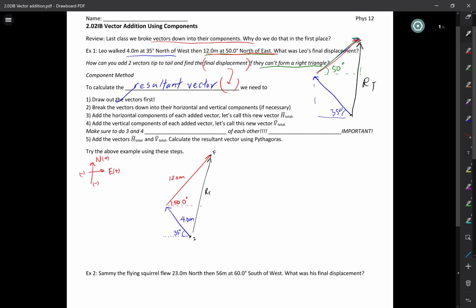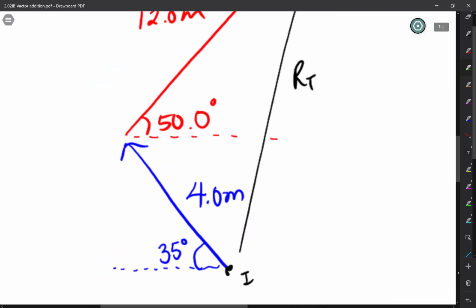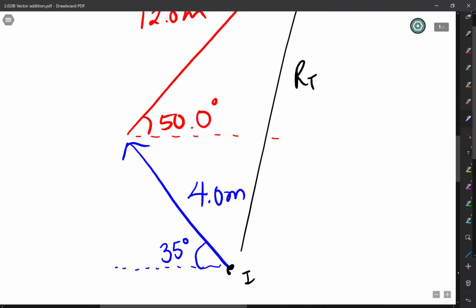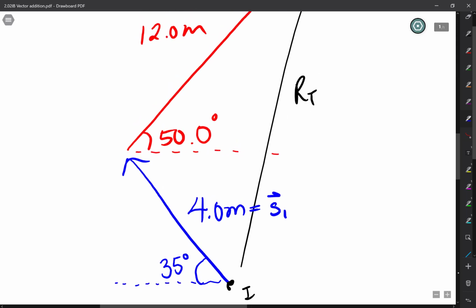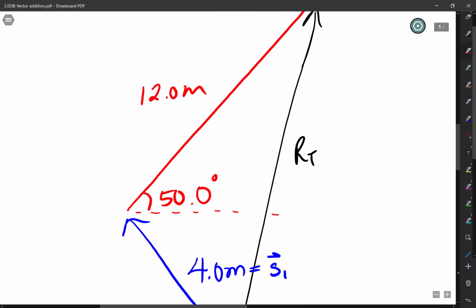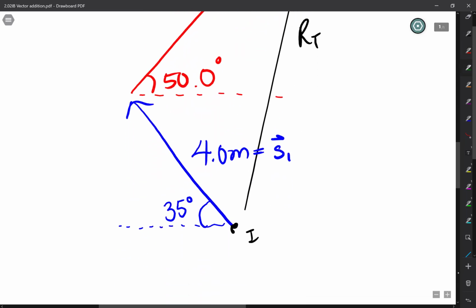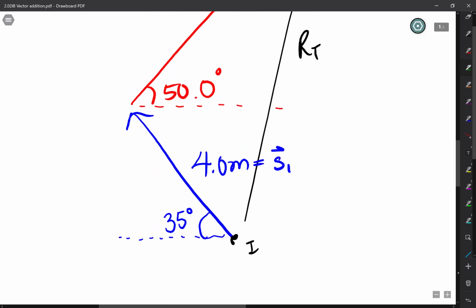Sometimes it may not be necessary, but in this case it seems like it is. Starting with our first one, I'm actually going to label each vector individually. The 4 meters, I'm going to label as S1 with a little hat on top, looking like a vector. And then S2 will be this guy, the second displacement over here.